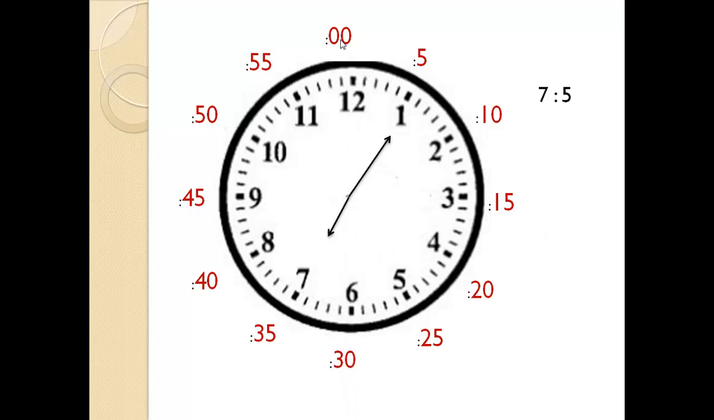First, look at the short hand. The short hand here indicates 7, so the hour is 7. Turn to the long hand. The long hand indicates 1, not 1 minute. 1 has how many minutes? 5 minutes here. So 7:05. Now 7:10. 7:15. 15 is called what? It has a name, quarter. Perfect. 7:20, 7:25, 7:30.